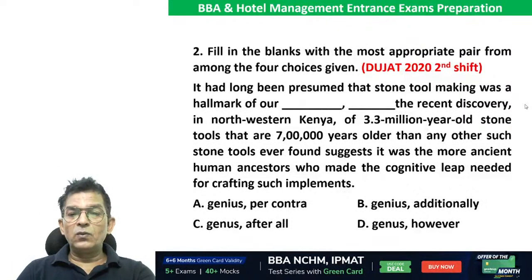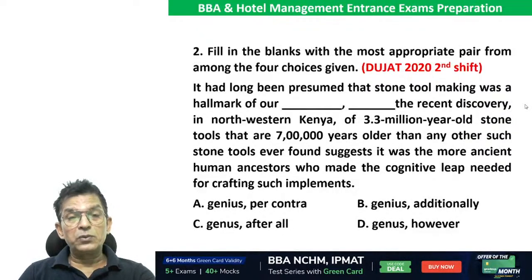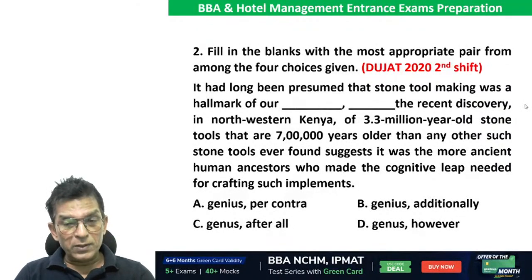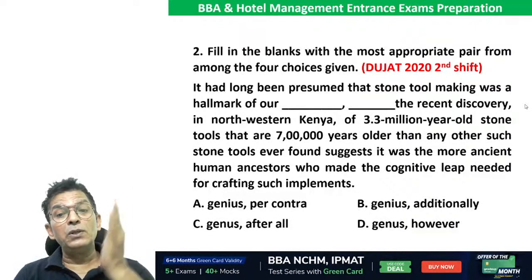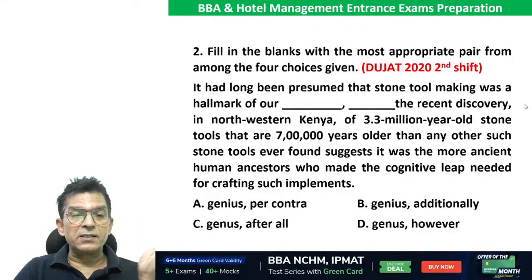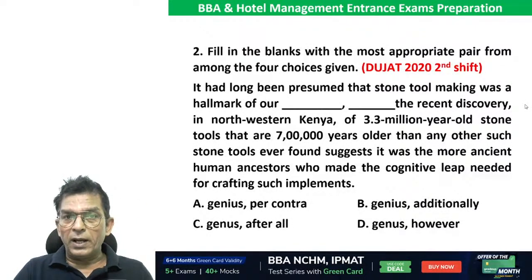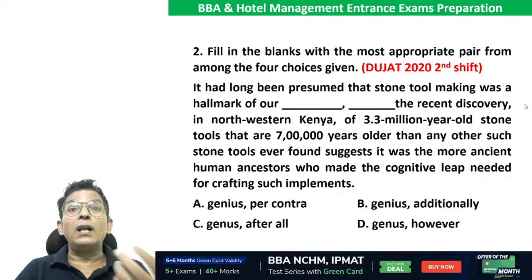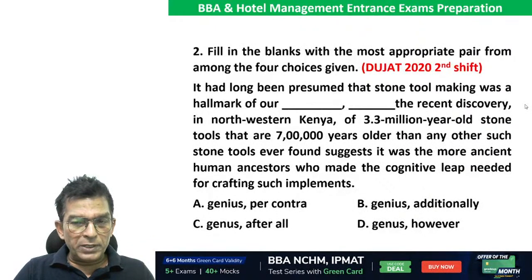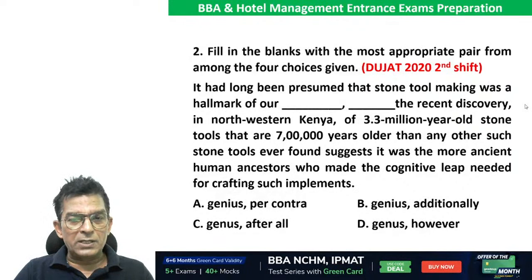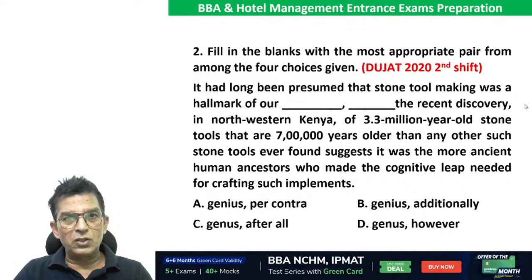What do you think is the correct answer now? Think about it. We are going to talk about genus or genius. You have to read the sentence and understand the sentence. It had long been presumed that stone tool making was a hallmark of our genus or genius.